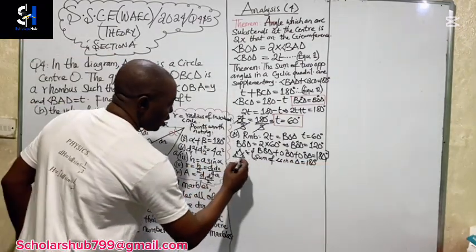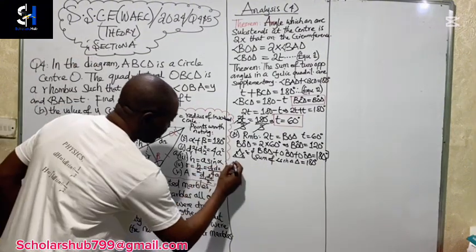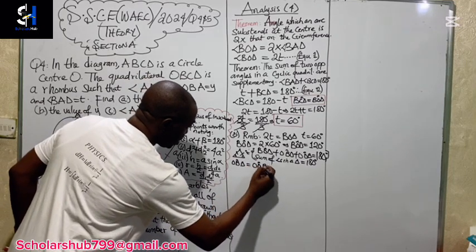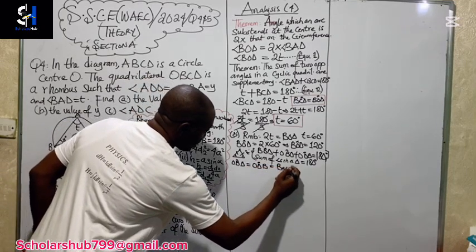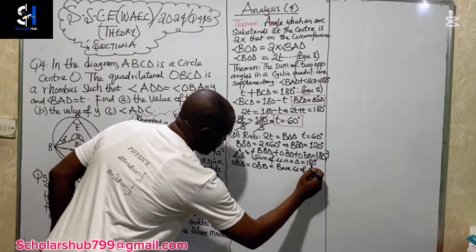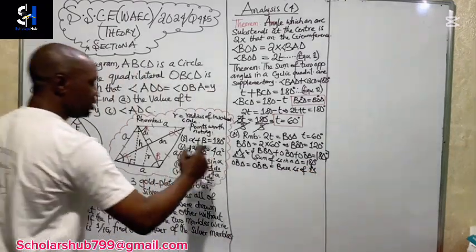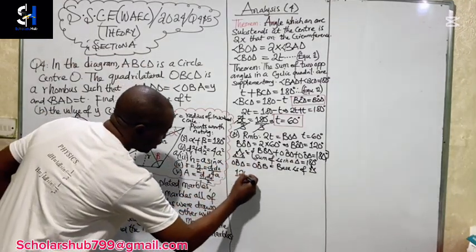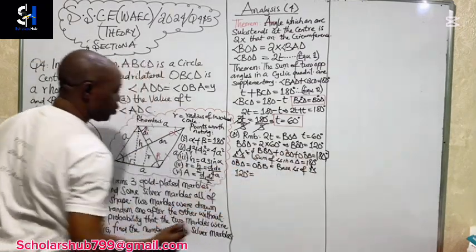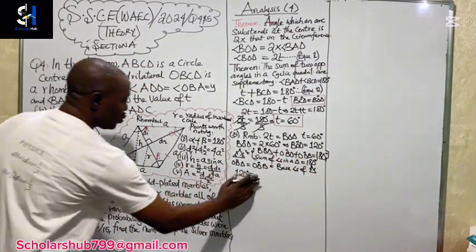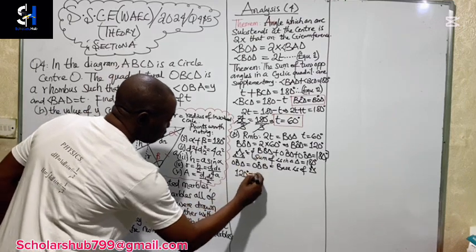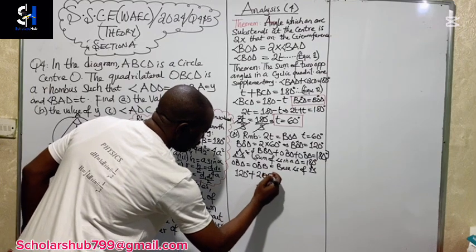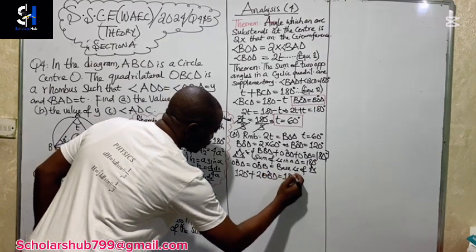Don't forget that I said OBD equals ODB. They are the base angles of the isosceles triangle. So we have BOD, which is 120 degrees. Can you see? BOD is 120 degrees. So BOD plus OBD plus ODB, that will be 2OBD, and that equals 180.